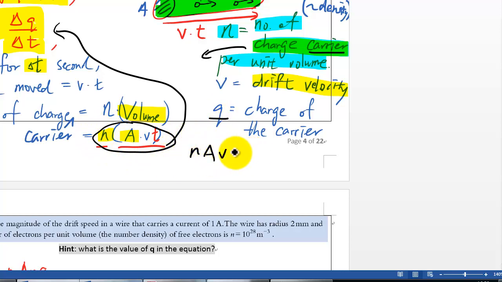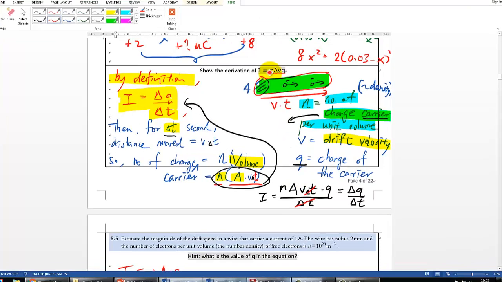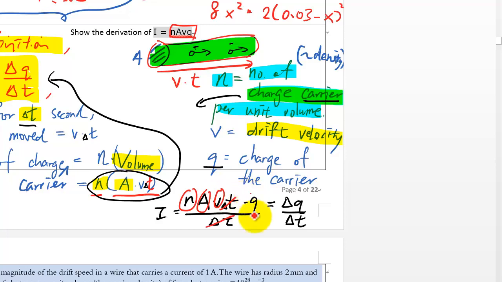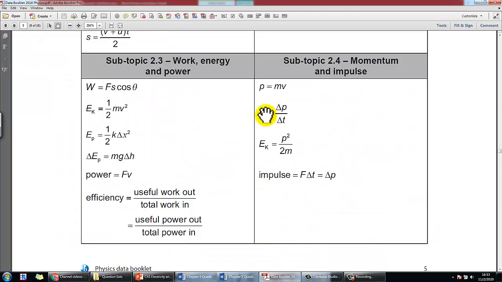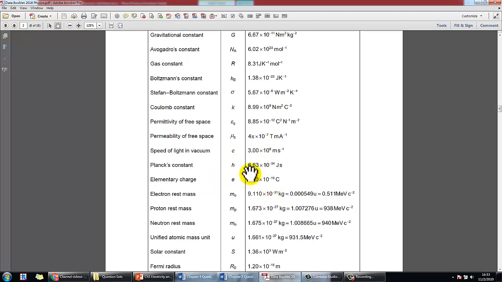So nAvt times Q is actually the total charge over this wire over a period of time, delta t. So that over delta t is the I. Okay, in that case, I should actually put delta here as well. And then in that case, the delta t would cancel out. And this is how you get the final equation, I = nAvQ. Notice that the Q, charge of carrier, is basically the one you have in the data booklet, which you can get from the first few pages here. Again, elementary charge 1.60 times 10 to the negative 19, that one.